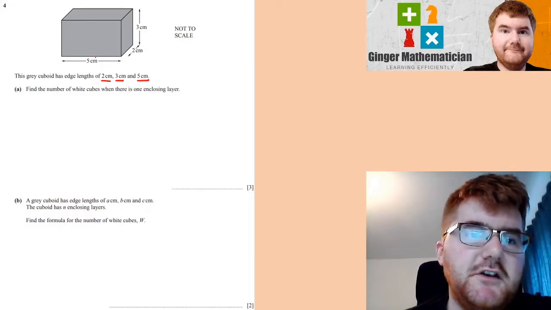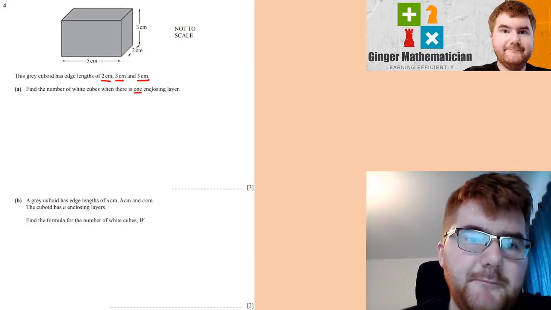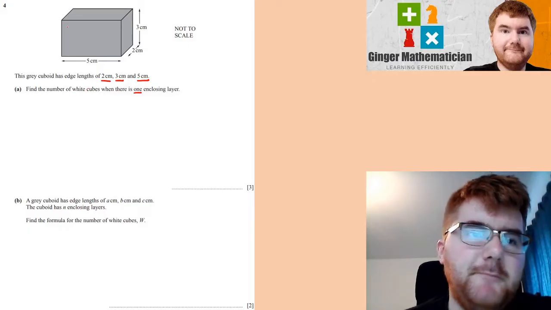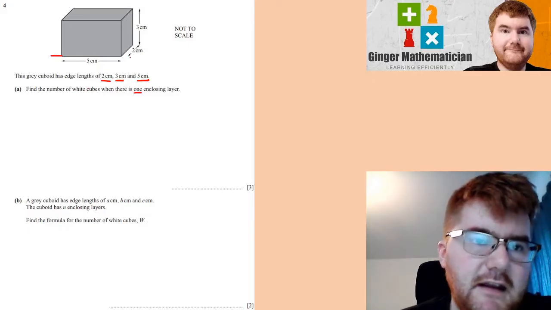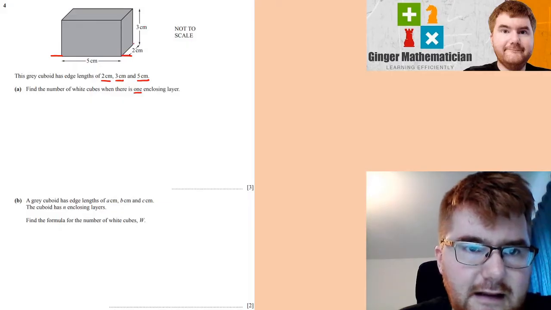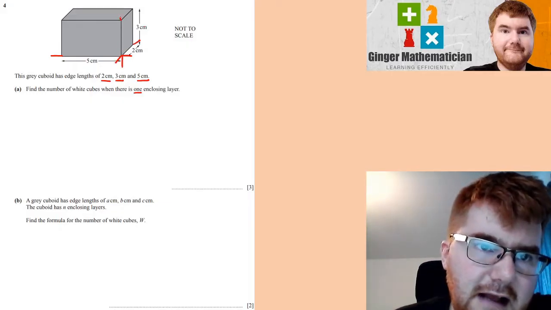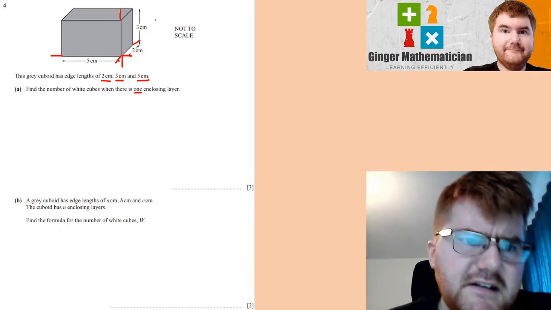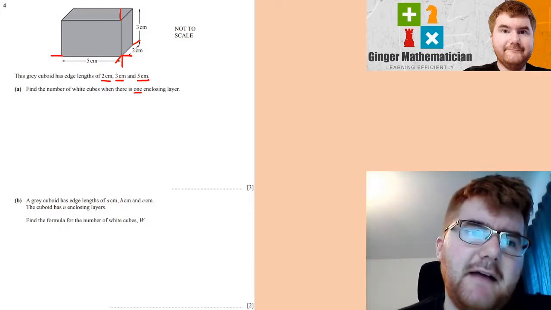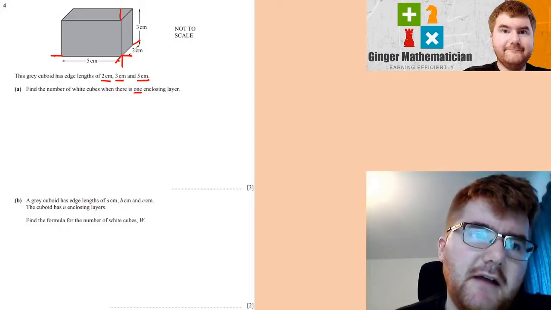And what we want to do is, when there's one enclosing layer, how many white cubes are there? So imagine we add on a layer over here and over here, a layer over here and over here, and a layer down the bottom and a layer at the top. So the effect this is going to give us is that we have 5 centimeters here, we have an extra 1 centimeter here, an extra 1 here, so the length is going to be 7.